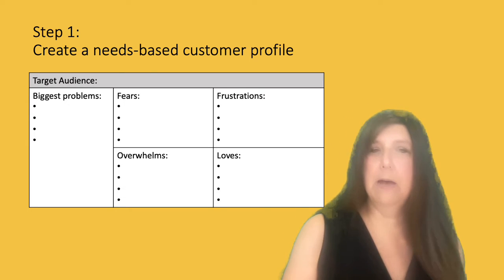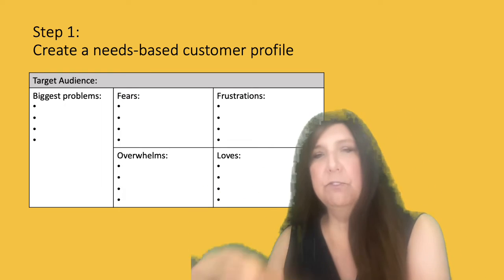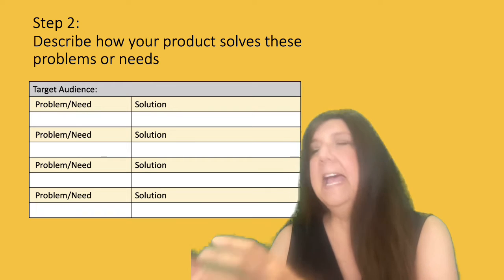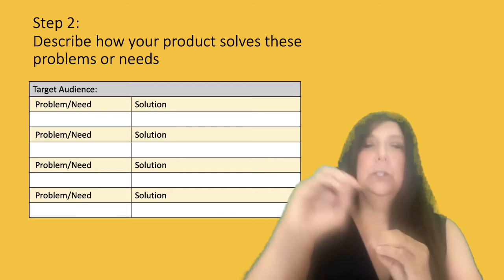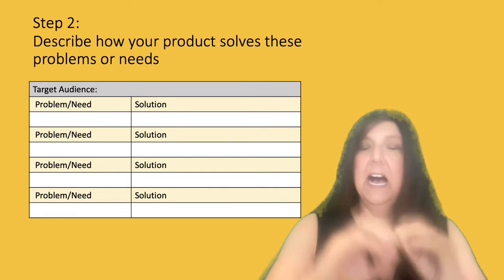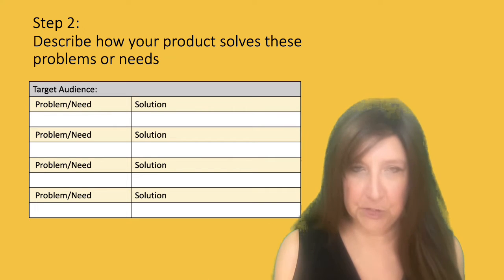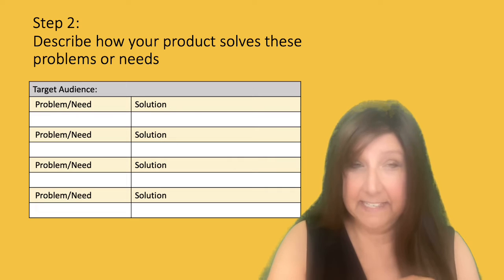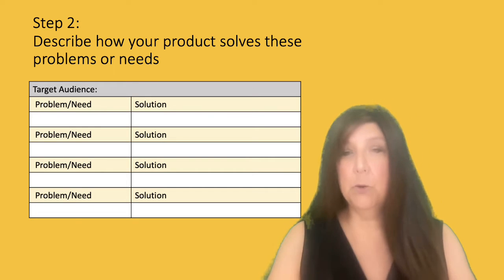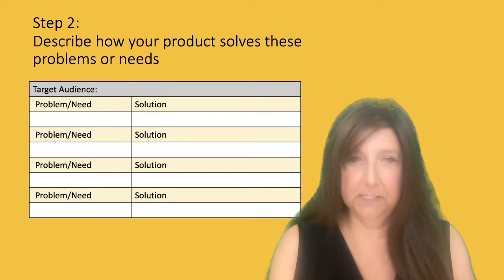Once you have the problem or the need, now the trick is to take your features, your value, your experiences, and you take those and create a solution-based statement on how you solve that problem or need. This isn't a list of features. This is how does your feature or your product or your experience solve that need? This is a really important step, and this is how you are going to communicate that value to the customer.